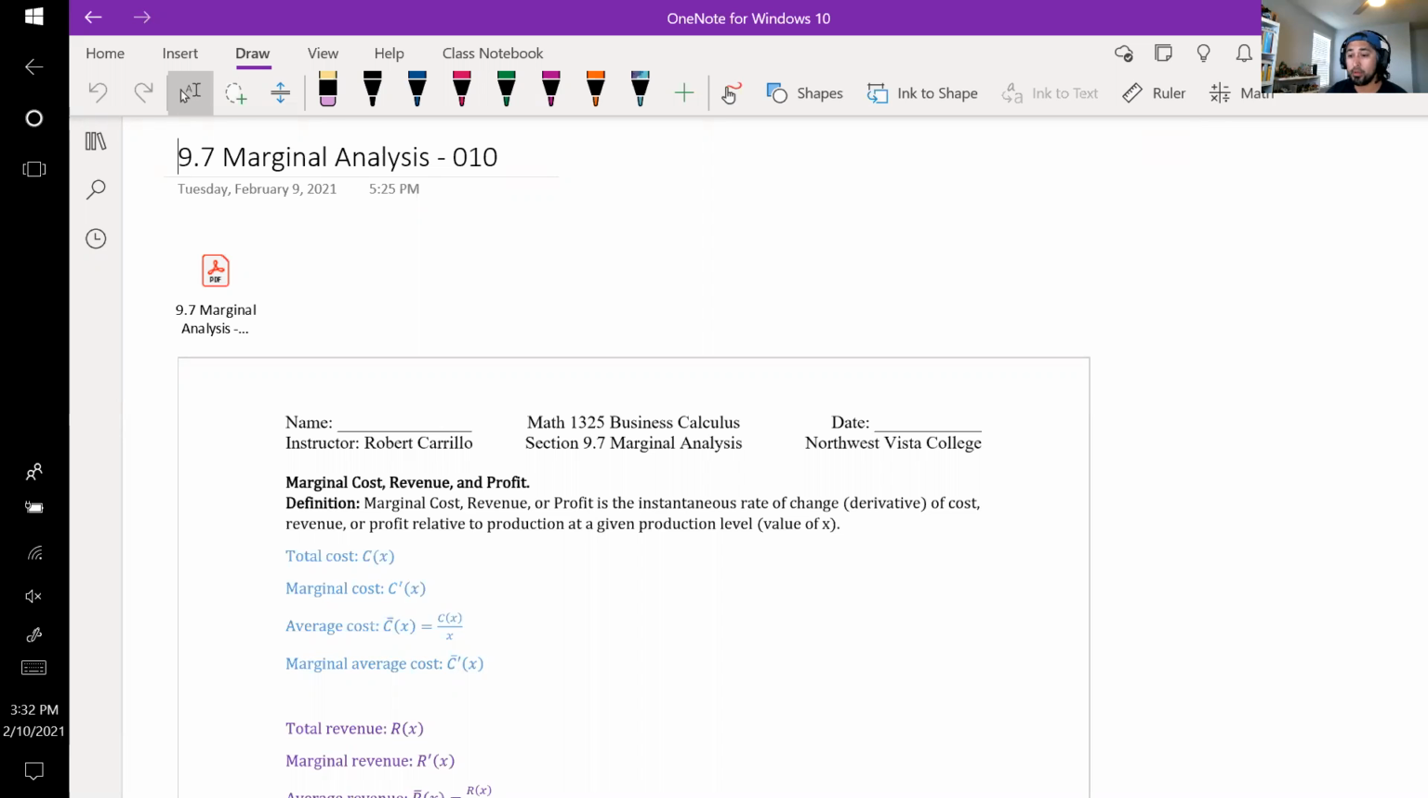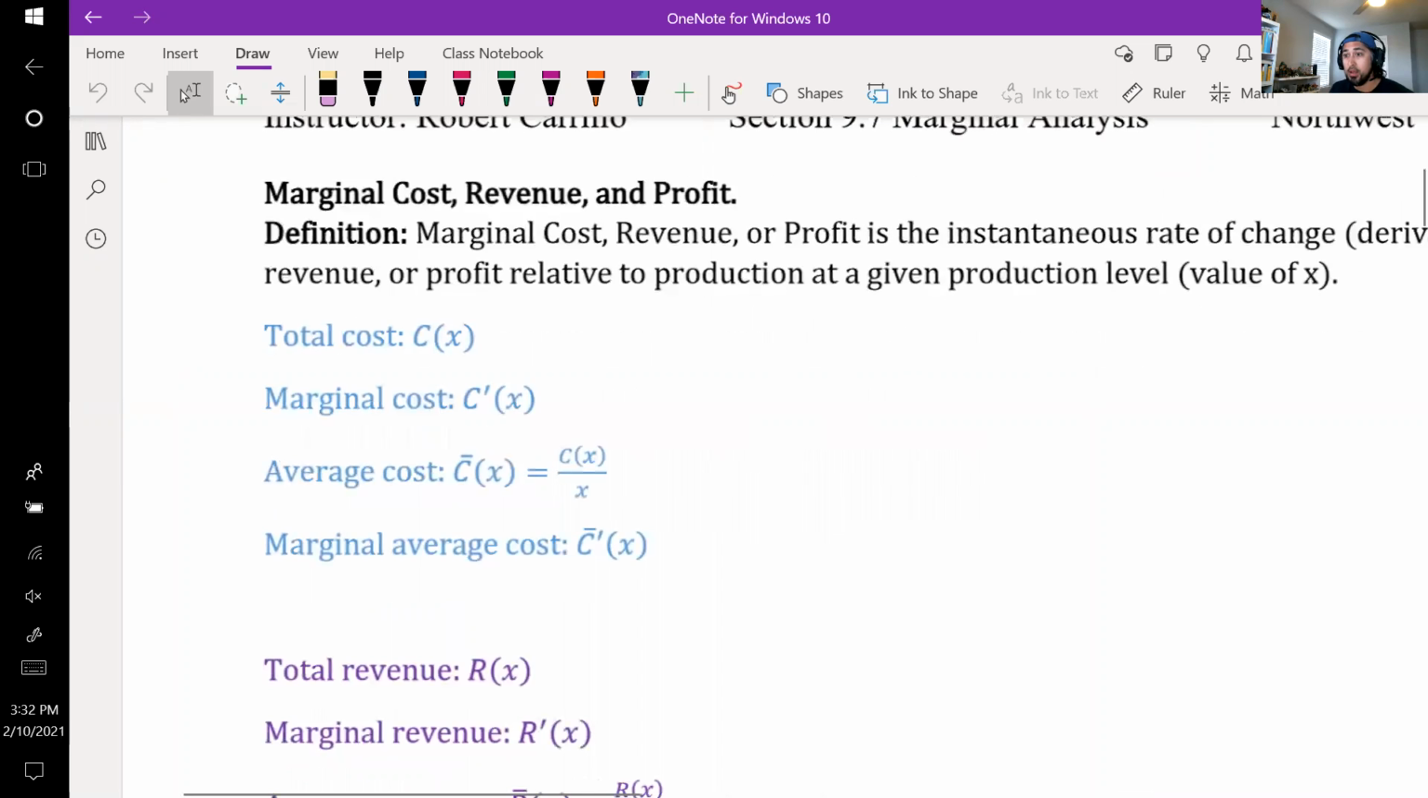And today we are going over marginal analysis. And marginal is just a fancy word for derivative, because now we're going to be dealing with the cost, revenue, and profit functions. If you ever see marginal cost, marginal revenue, marginal profit, all that's saying is take the derivative of that given function. So if you see in the blue, cost function C of x, marginal cost would be the derivative of the cost function, C prime of x.